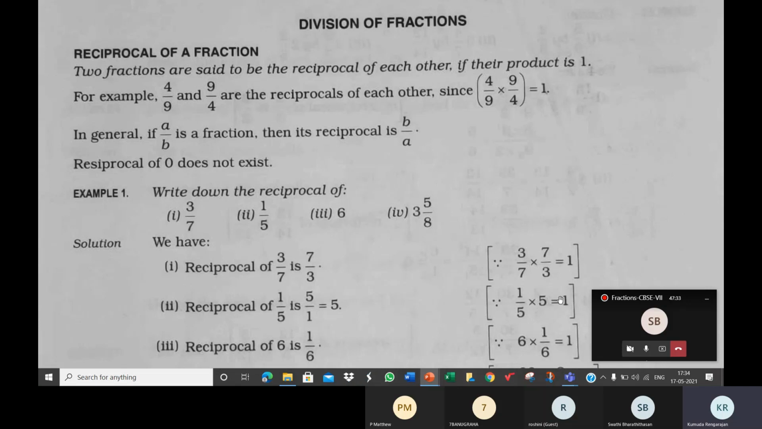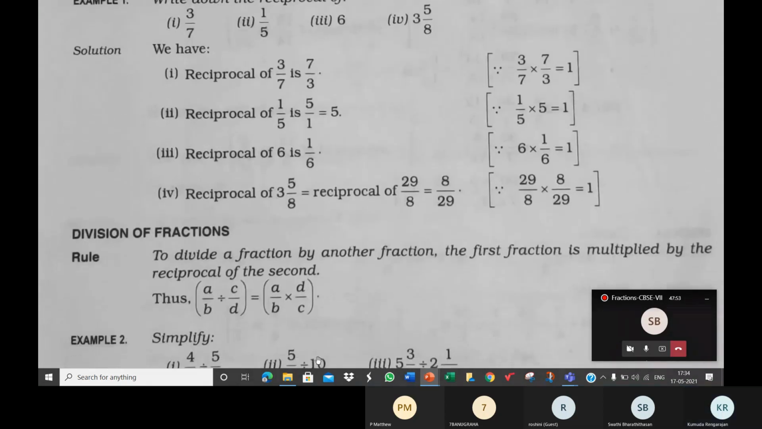That's what you see everywhere. The reciprocal of 1 by 5 is 5 by 1. 5 by 1 is nothing but 5. The reciprocal of 6 is 1 by 6. The reciprocal of 6, meaning 6 by 1, is 1 by 6.